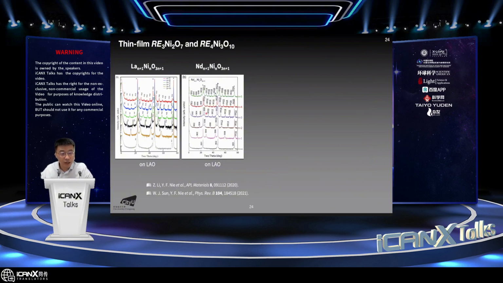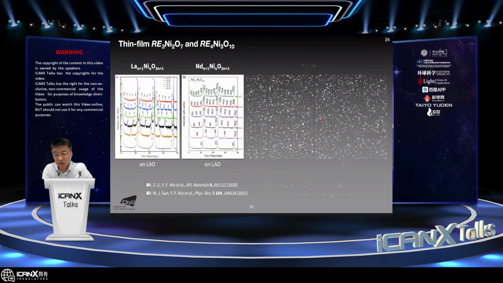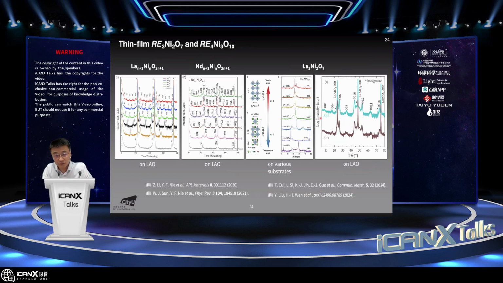So actually, our peers and colleagues in the field had done quite remarkable pioneering work by growing this series of thin films, including the 327 and 4310 phases. So the message here is that indeed we can grow these thin films. But back then, superconductivity in these thin films was not seen.